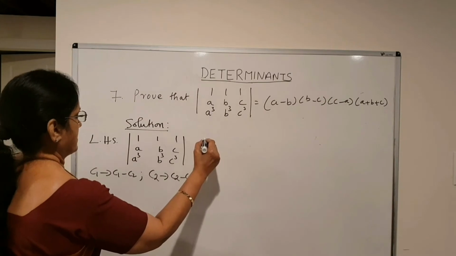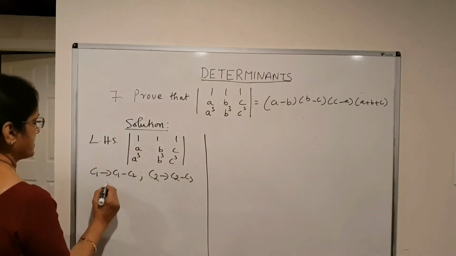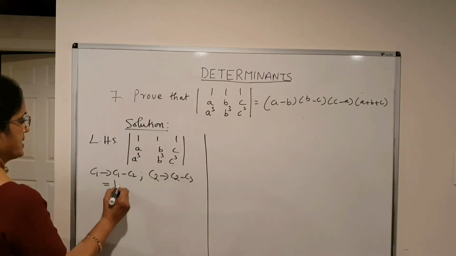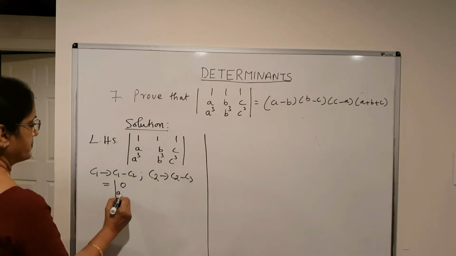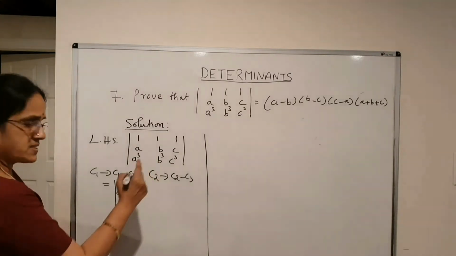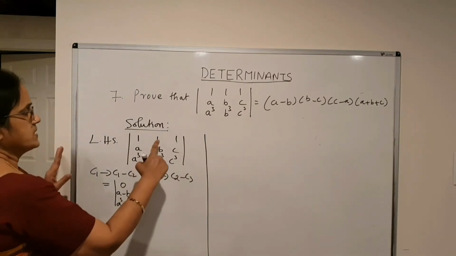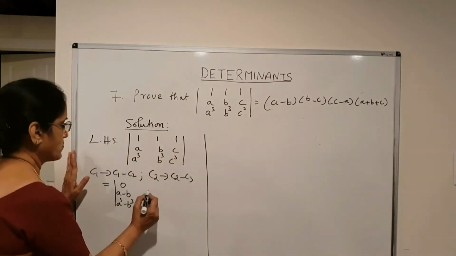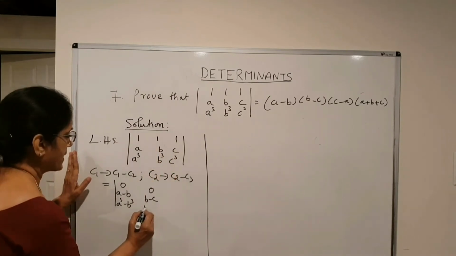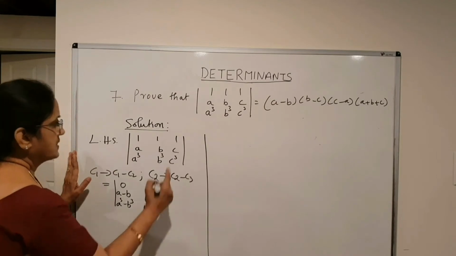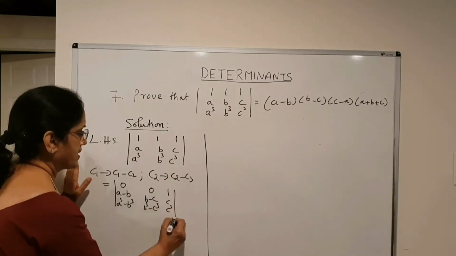Then I will be getting this determinant as LHS: 1 minus 1, 0; A minus B; then A cube minus B cube. Then C2 is C2 minus C3. So 1 minus 1, 0; B minus C; then B cube minus C cube. Third column will remain the same: 1, C, C cube.